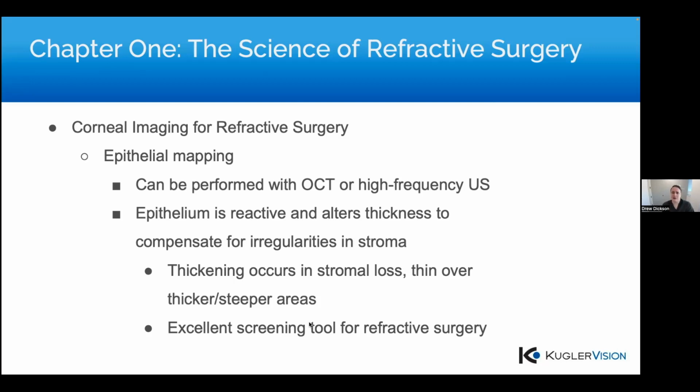The thing to know about the epithelium is that it's reactive tissue. So it will react to any stromal irregularities that you see in the cornea. So if you have areas of stromal thinning, you'll see thickening of the epithelium and vice versa. If you see thickening of the stroma or steepening of the stroma, you'll see reactive thinning of the epithelium. So this, again, is an excellent screening tool for refractive surgery.